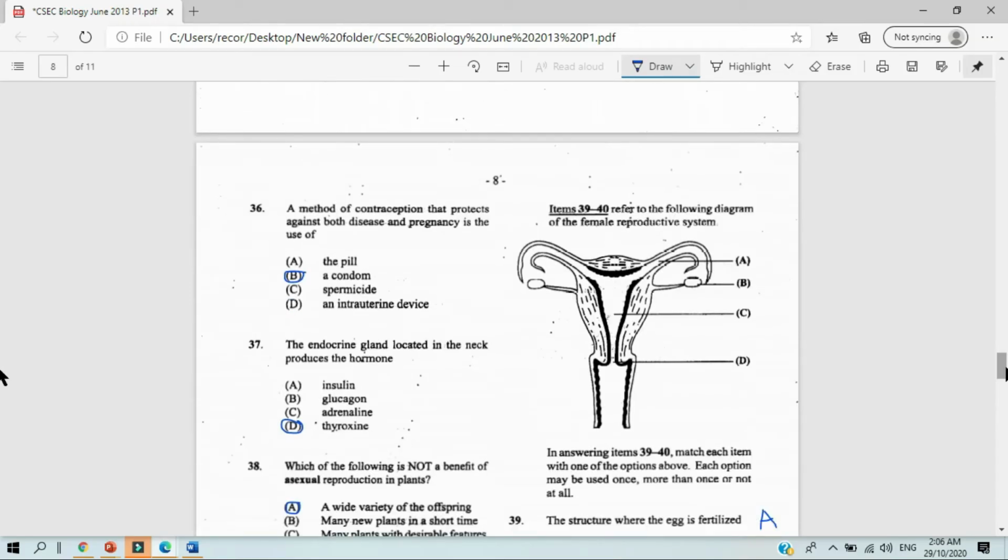For 36, a method of contraception that protects against both disease and pregnancy is the use of a condom. Every time it's going to be the use of a condom, because it covers the male organ, thus forming a barrier between male and female reproductive organs. So B is going to be your answer for 36. For 37, the endocrine gland located in the neck produces the hormone thyroxine. That is correct, because it's the thyroid gland that is in the neck.